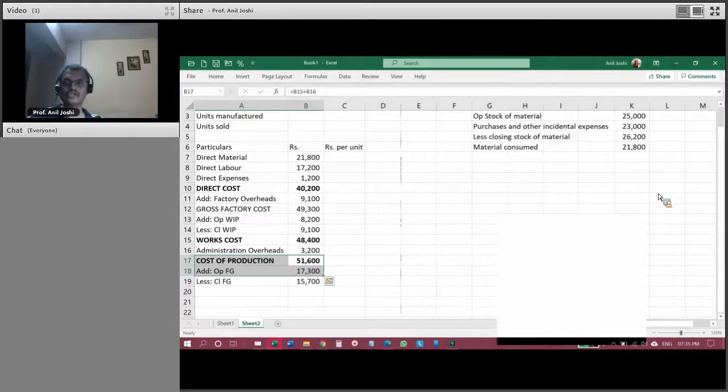And out of these two together, this much finished goods I still did not sell. That means remaining I sold. So therefore your answer will be this plus this minus this. Correct? Now what is this called? What is the name?